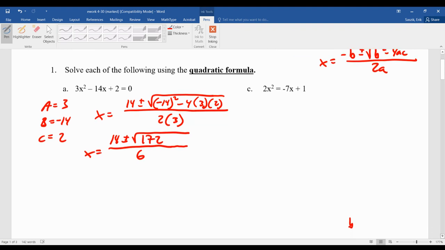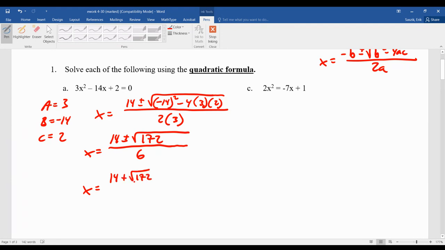Now that is not a perfect square, okay? That is not a perfect square. So now in the next step, we're just going to use our calculator. The iPad's fine. We're going to do 14 plus the square root of 172 over 6. If you recall on your iPad, the easiest thing to do is to first hit that fraction button. Hit the fraction button and type in the stuff on the top, and then over 6, and this comes out to 4.52.